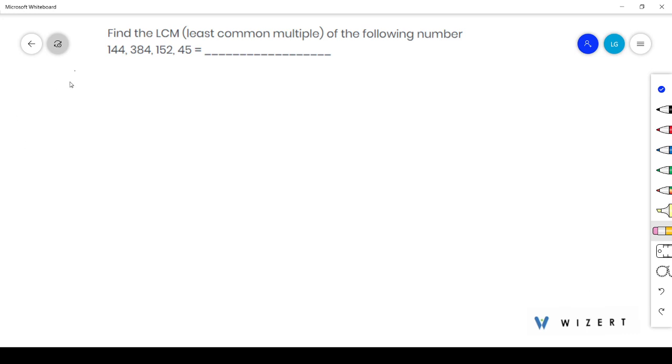Our question is: find the least common multiple of the following numbers. We have been given the numbers 144, 384, 152, 45.